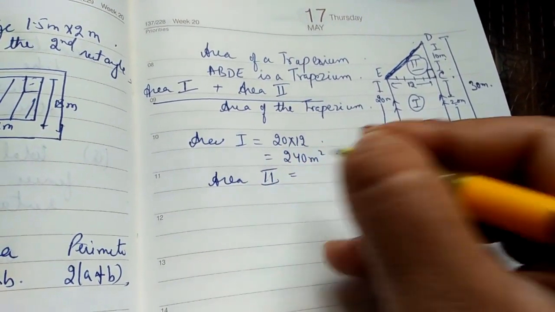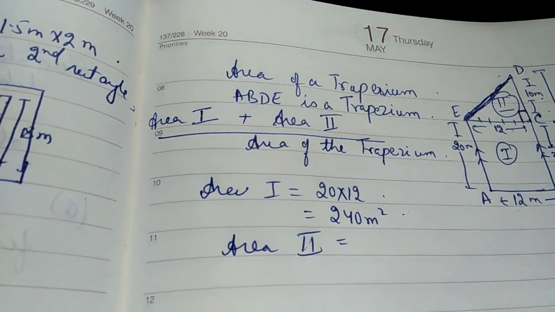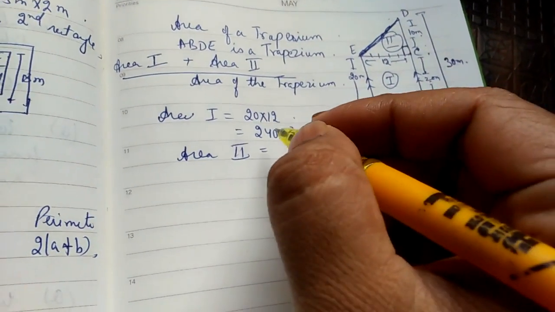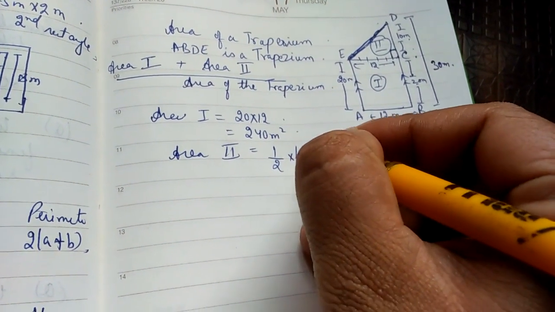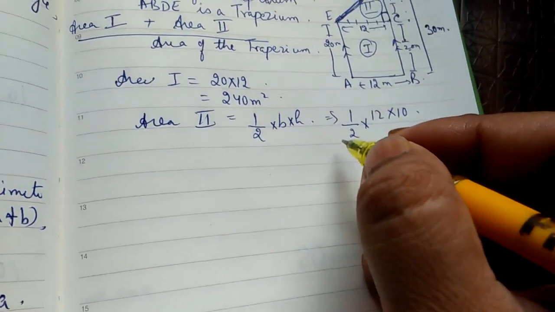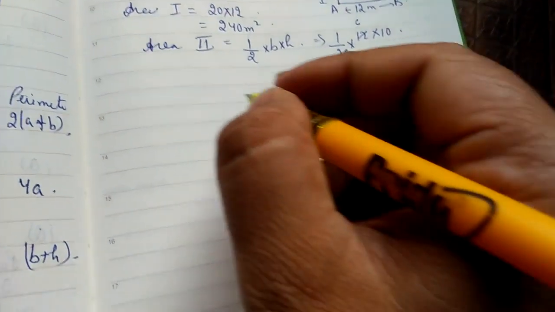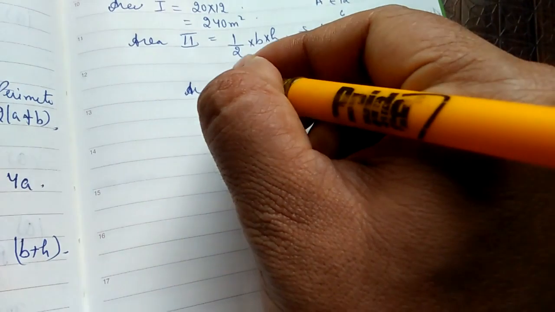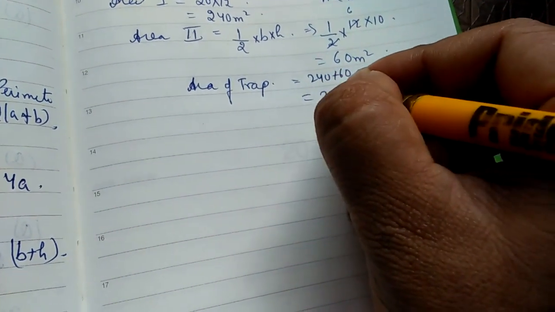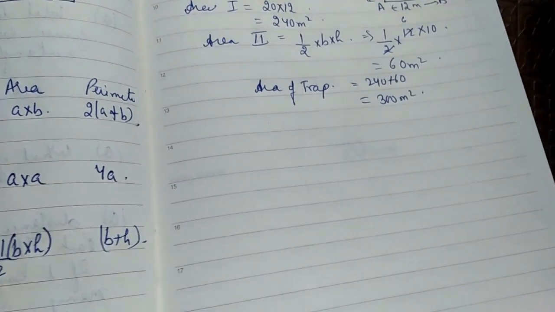Area 2 is a triangle. Okay, so the area of a triangle is given by half of base into height. So half of base is 12, height is 10, so 60 meters square. Okay, so area 1 plus area 2 is equal to area of trapezium. 240 plus 60 is equal to 300 meters square. Okay, so this is simple.